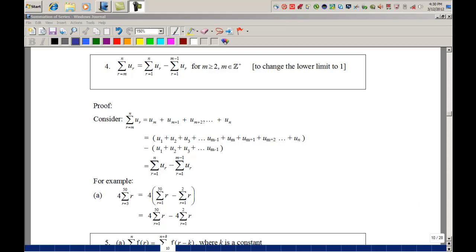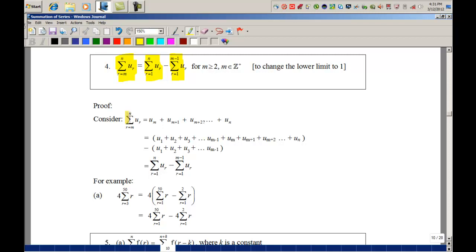Now let's take a look at the fourth property. The fourth property says this: if you want to sum from m to n, then this is the same as saying you sum from 1 to n minus you sum from 1 to m minus 1. Now, how do you get this?